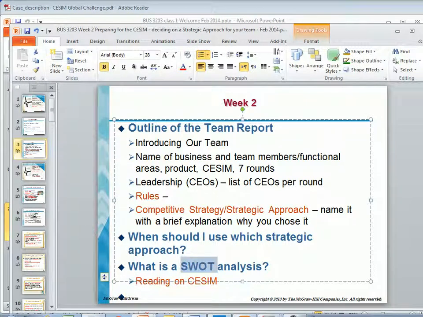And why are we doing this? Because your team has to choose a strategic approach. A competitive strategic approach is a plan to win, and you're in the simulation that will start very, very soon. So in order to have a plan to win, first of all, you have to study the environment to find out what's going on. So you can have a plan that fits.